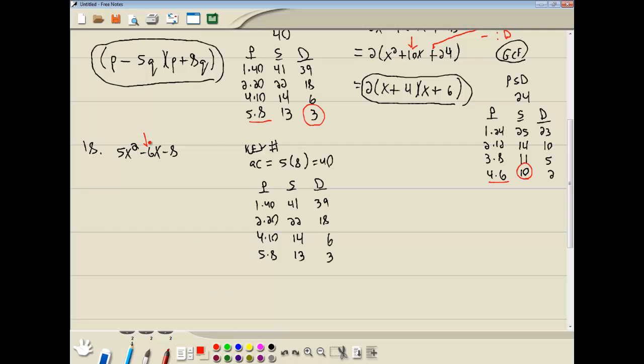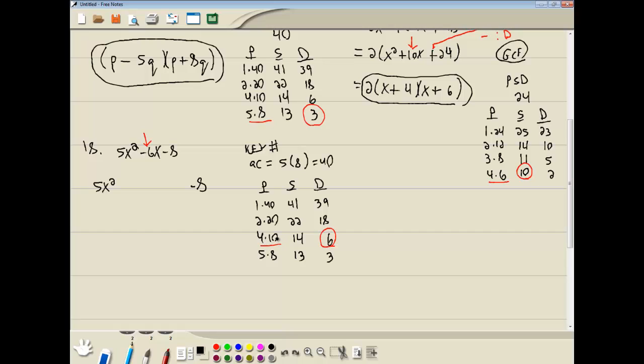The number we're looking for is always the number in the middle term, which is a 6, which is right here. So I'm going to use 4 and 10. Now with the key number, we do it a little bit different. We just don't write down our answer. We're going to rewrite our middle term using those two numbers. So we use 4 and 10.